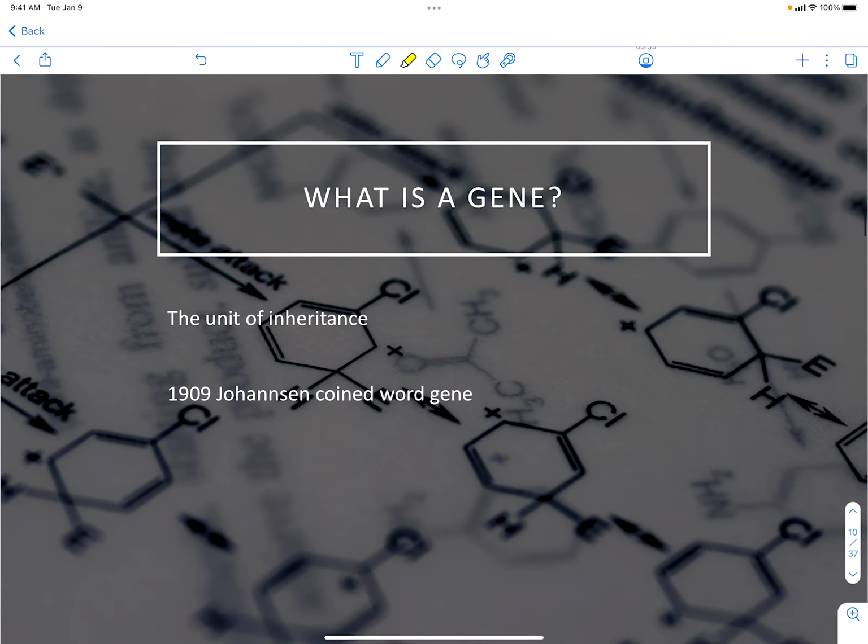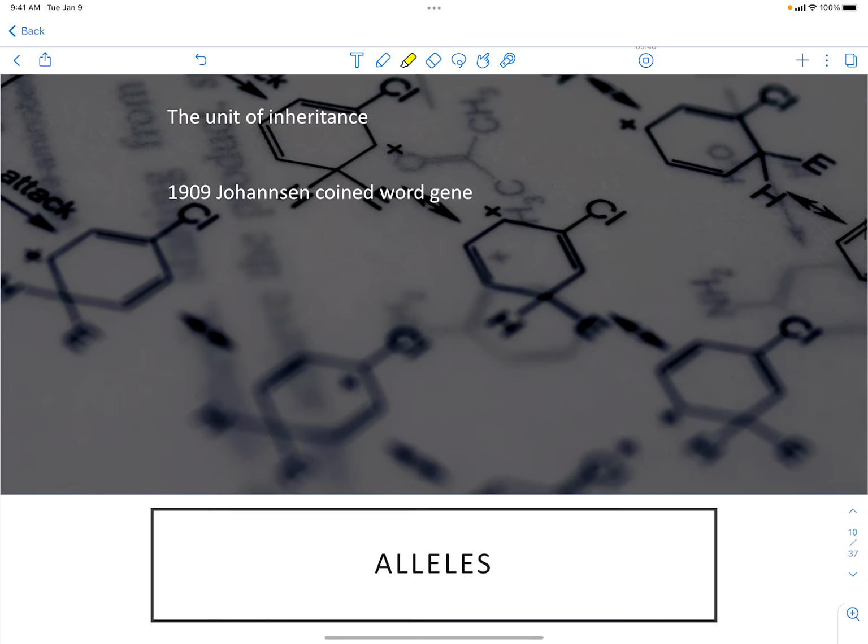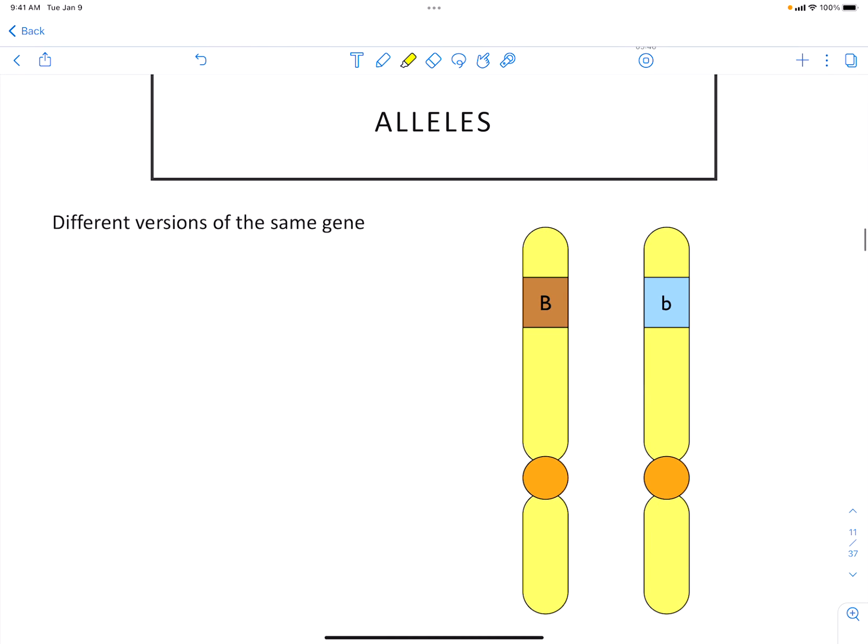So basically, a gene is a unit of inheritance. You want to make sure that your genes are not mutated when you pass them on to the next generation. Johannsen is given credit for coining the word gene in 1909. Okay, so let's break this down a little bit.